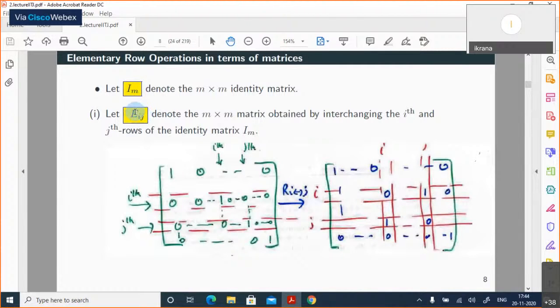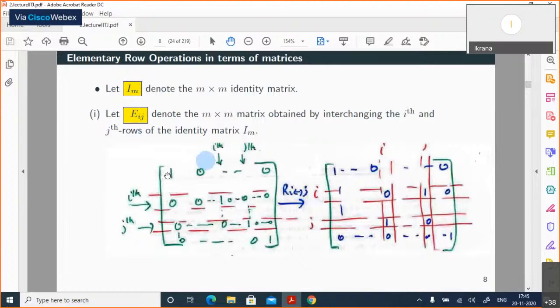Eij denotes the matrix where you take the identity matrix of order m cross m and interchange the ith row with the jth row. So interchange those two rows. Start with the identity matrix, interchange, and you will get a new matrix Eij. So on the identity matrix we have performed a row operation, namely interchanging the ith and the jth row.